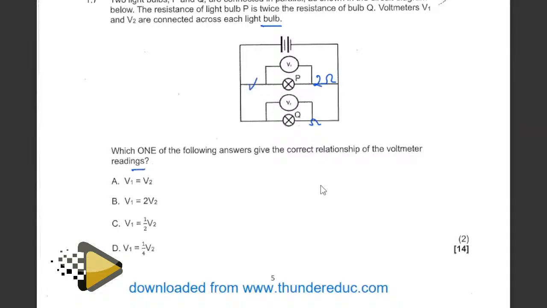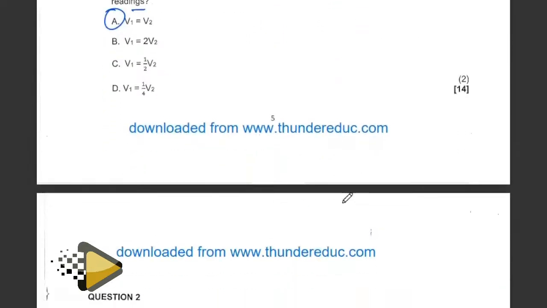So remember, the two are connected in parallel. As long as resistors are connected in parallel, the voltage has to be the same. So V1 must be the same as V2. That is option A. Okay, so that was question number 1.